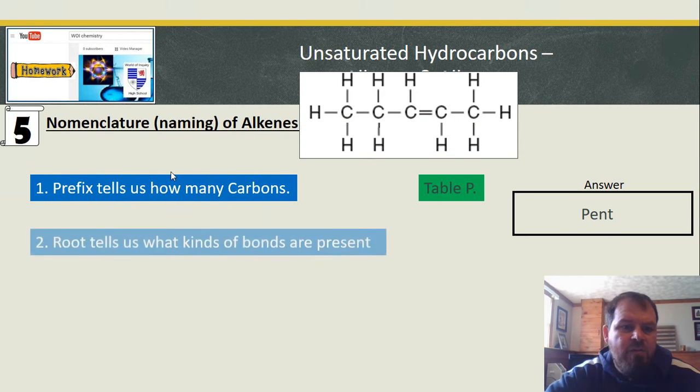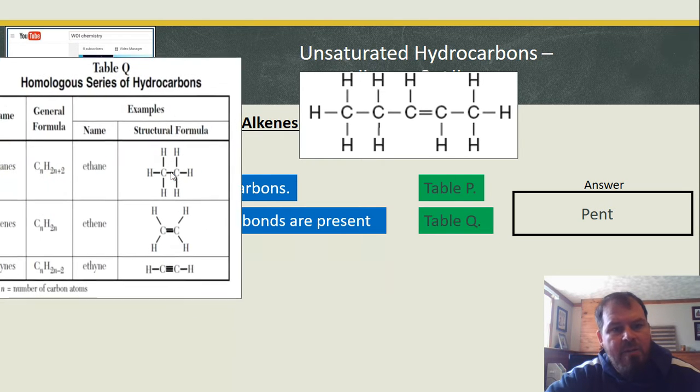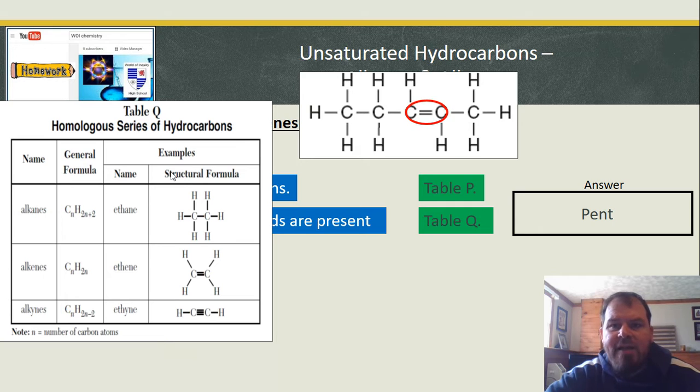Okay, now I need to get to the root. The root comes from table Q, and it talks about what kind of bonding is present between the carbons. So let's have table Q. I look and I see a double bond between the carbons. The rule is any single double bond makes it now an alkene because I see a double bond in between these carbons, and that's alkene. So this is going to be pentene, not pentane. Notice one letter difference between pentene and pentane, and it means all the world of difference in drawing these molecules. Pent means 5 carbons, ene means there's a double bond.